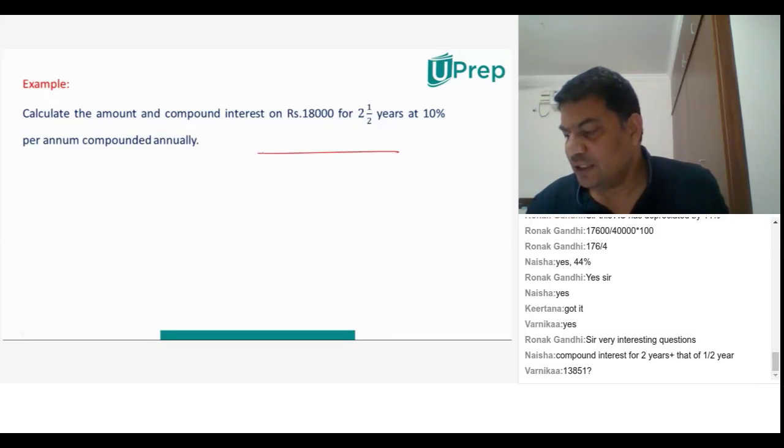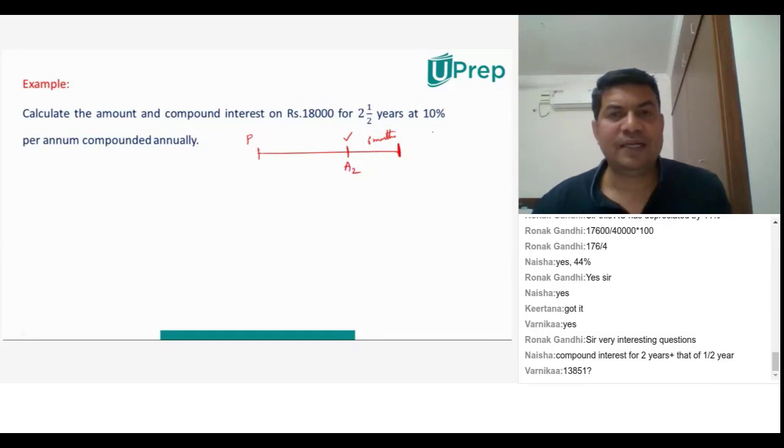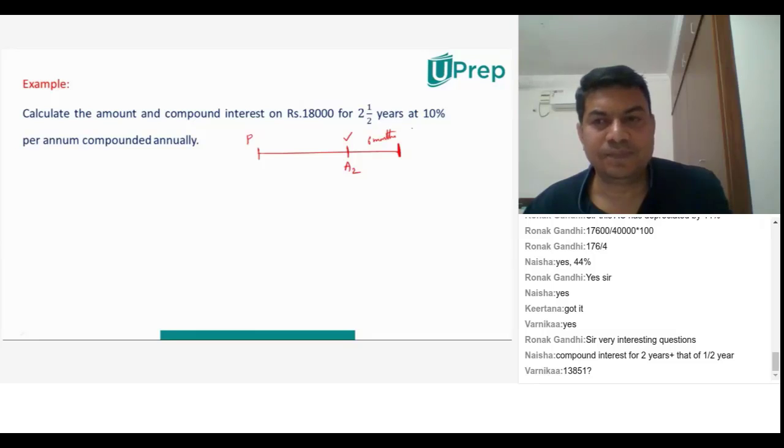So what you will do is calculate the compound interest for 2 years first. That becomes the principal here. You know the amount at the end of 2 years, and you know how to calculate it. For the remaining 6 months, you will calculate simple interest, the interest earned for those 6 months. That's the easiest way to do it, right?